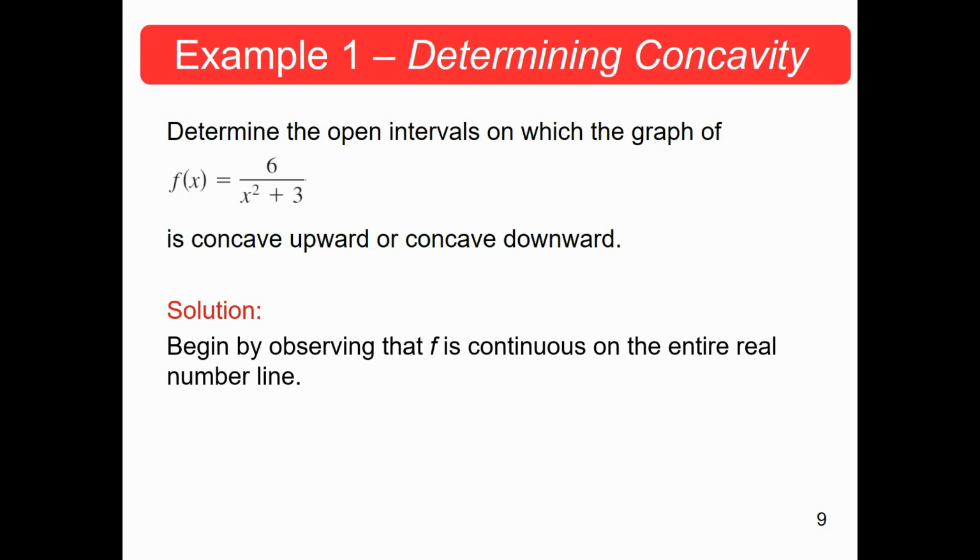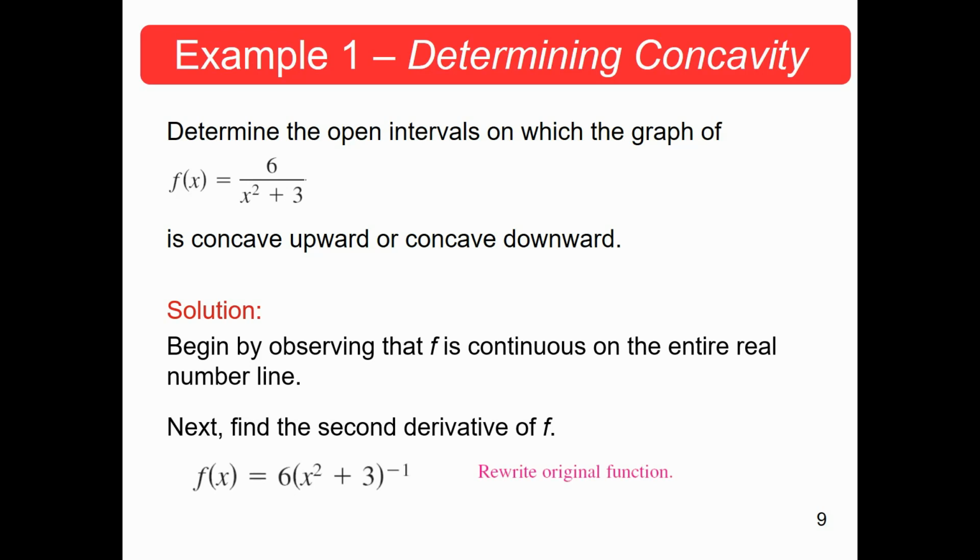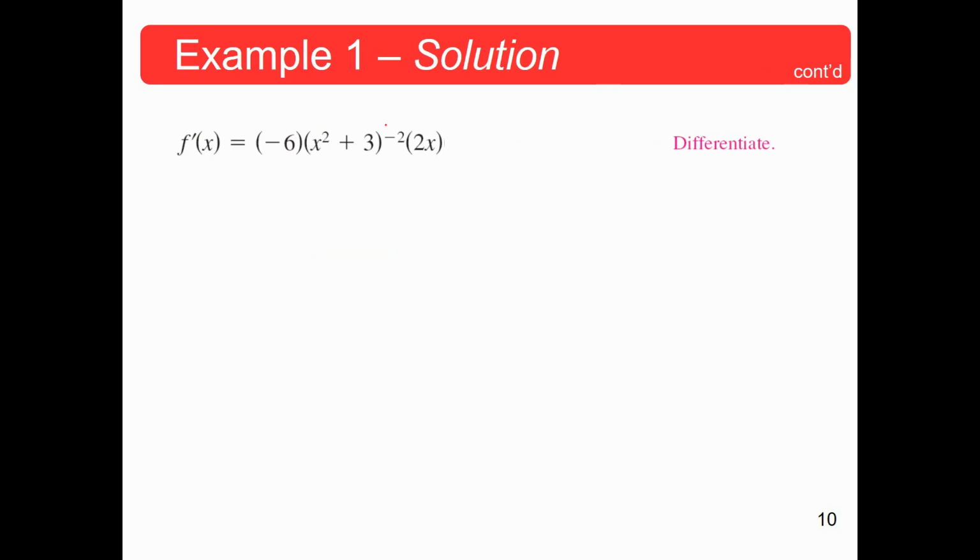Well, let's start by just rewriting it. Instead of trying to do quotient rule on it, let's rewrite it as x squared plus 3 to the negative 1. This is going to make it a little bit easier, right? So when we take the derivative using chain rule, we bring the negative out front, decrease by 1, and then take the derivative of what's inside the parentheses. So if we rewrite this, negative 6 times 2x on the top, the x squared plus 3 squared is going to go to the bottom.